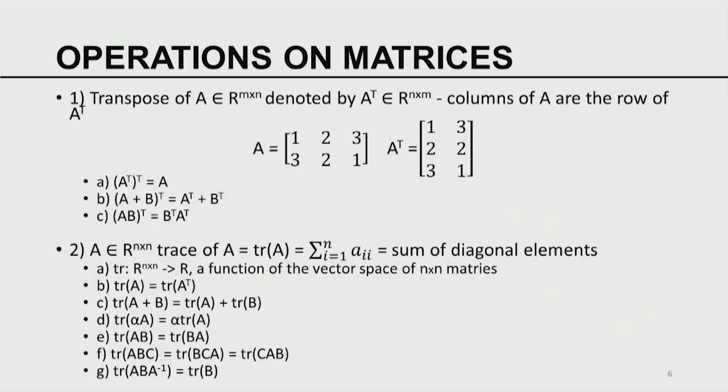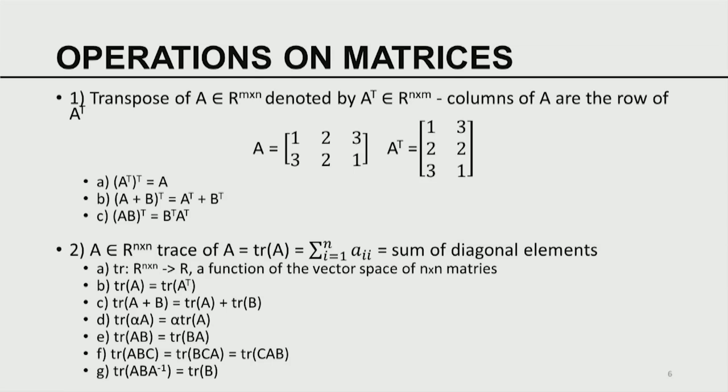Now I'm going to define lots of other operations. There are a ton of operations on matrices, which is very rich. If I have a matrix A which is m by n, I can define a matrix called the transpose of A, which is denoted by A to the power T. It is n by m. The rows of A are the columns of A transpose and vice versa. So if A is this, A transpose is that.